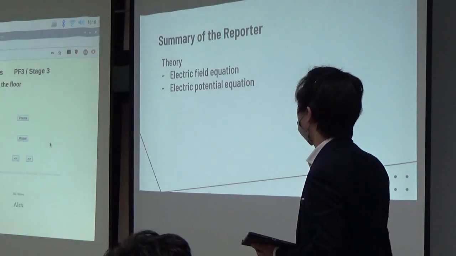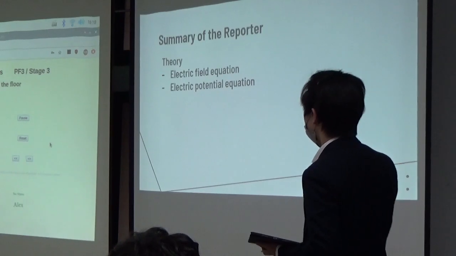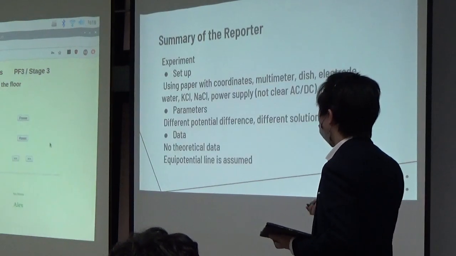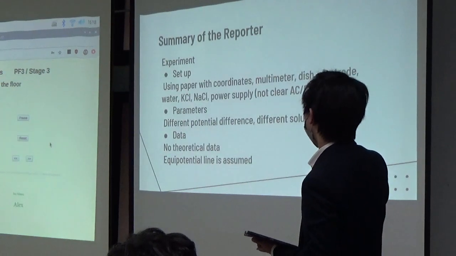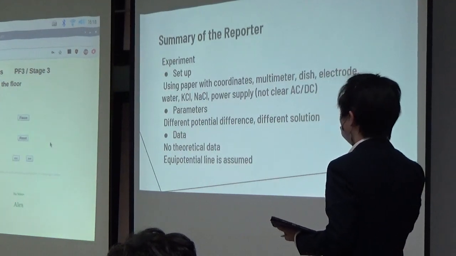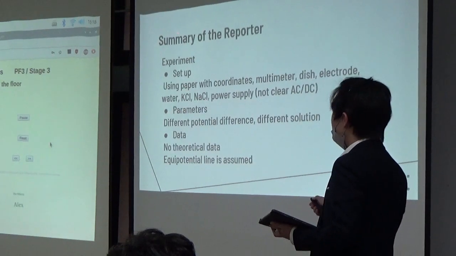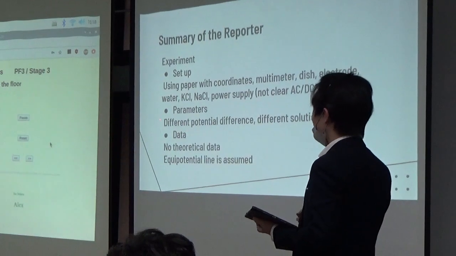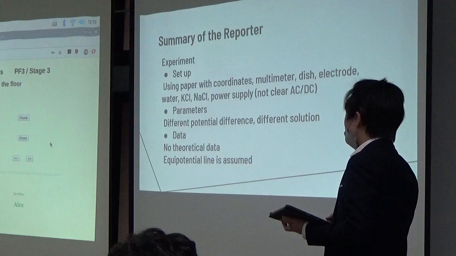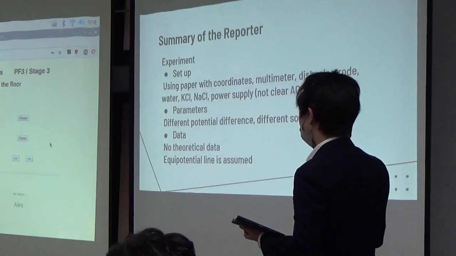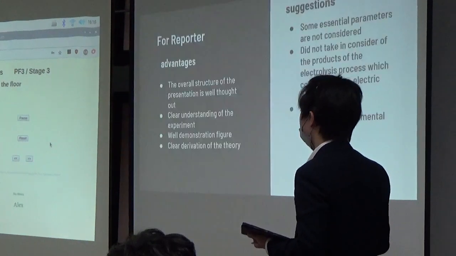So, some summary of the reporter. First of all, the theory. They use the electric field equation and also the electric potential equation. For the experiment setup, they use paper with coordinates, a multimeter, a dish, electrodes, water, KCl, and NaCl as their main liquids. Second, parameters. They change different potential differences and different solutions as well. For data, they didn't really provide their theoretical data, and the equipotential line is only assumed.